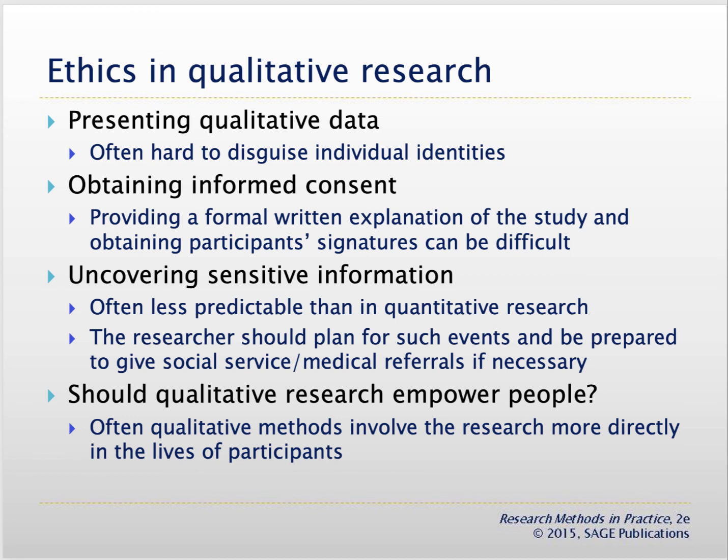Informed consent can be more complicated when you have this very open-ended research, and that is especially true for observation and participant observation. Because the data you're getting is less predictable, you often uncover sensitive information. You need to plan for things like that. Prepare to give social service referrals. If people tell you about abuse that they've suffered in the course of your interview, you can't just leave them hanging, particularly if your interview prompted them to talk about that and they hadn't been before. So you need to be prepared to help people.